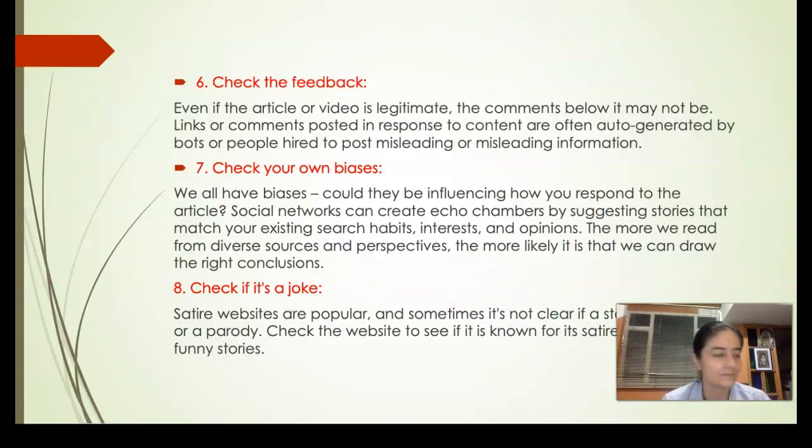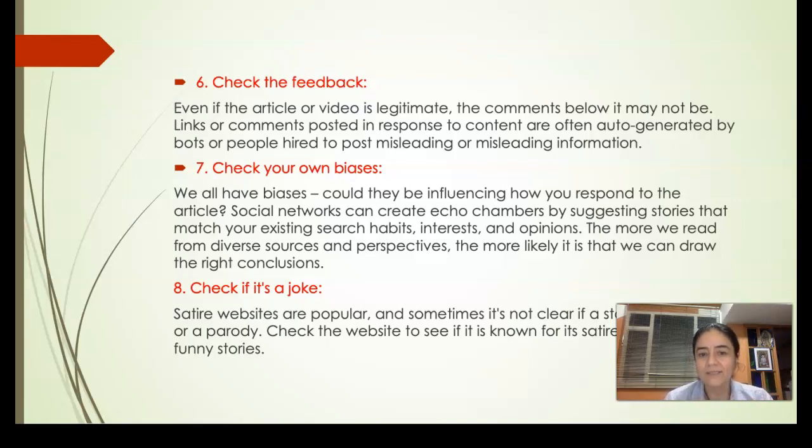The other tip for detecting fake news is to check the feedback. Even if the article or video is legitimate, the comments below it might not be. Comments posted in response to the content are often auto-generated or posted by people hired to post misleading information.